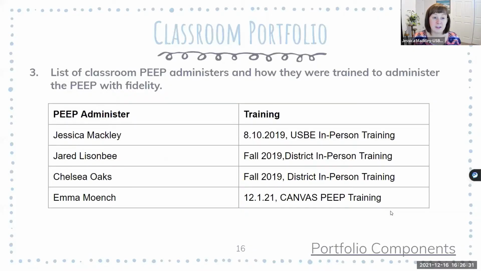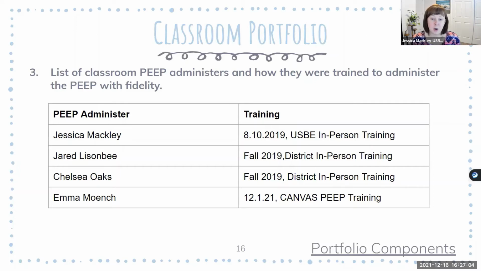Okay, the third thing we want to see is a list of classroom PEEP administrators and how they were trained to administer the PEEP with fidelity. So if your classroom does not administer the PEEP, if it's district or program staff, then you can just submit a little note here, a little anecdotal that program leadership conducts the PEEP assessment and no classroom staff conduct that assessment. However, if the classroom staff are the ones that are administering the assessment, then we just need to know how they were trained. So this is just a list.